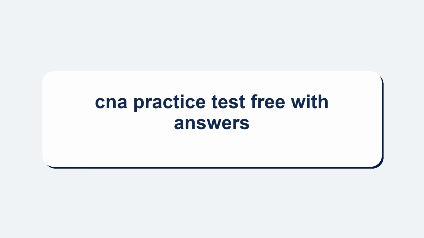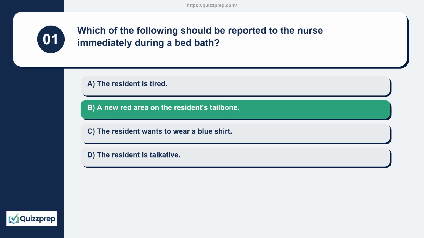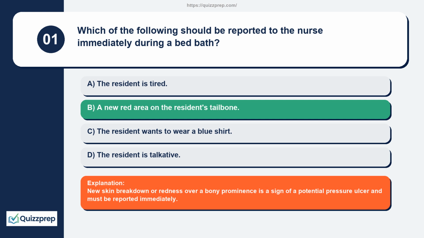CNA practice test free with answers. Question 1. Which of the following should be reported to the nurse immediately during a bed bath? The resident is tired. A new red area on the resident's tailbone. The resident wants to wear a blue shirt. The resident is talkative. New skin breakdown or redness over a bony prominence is a sign of a potential pressure ulcer and must be reported immediately.